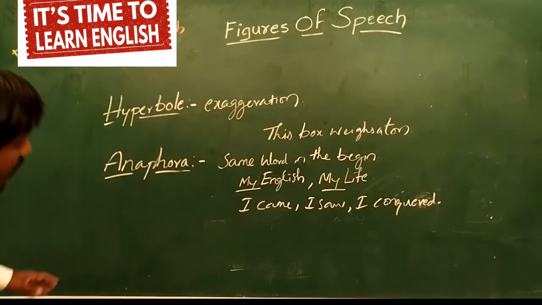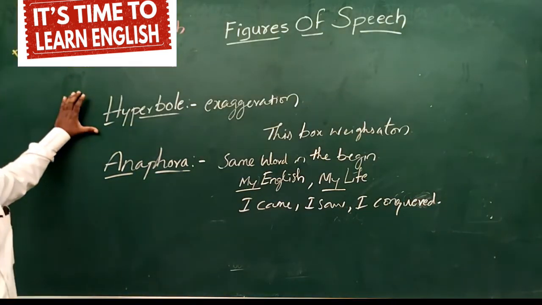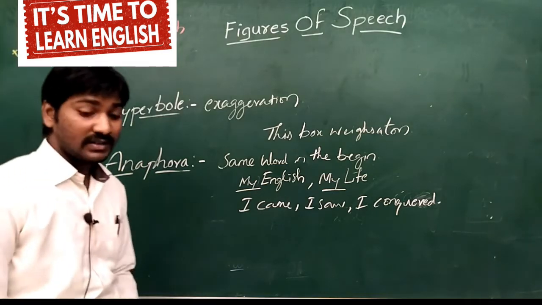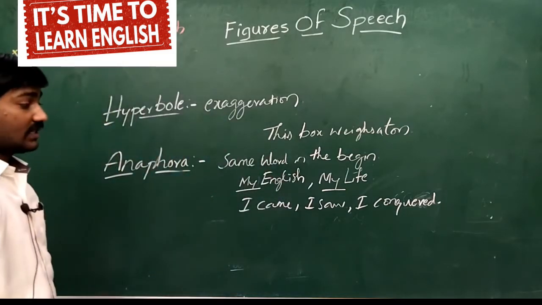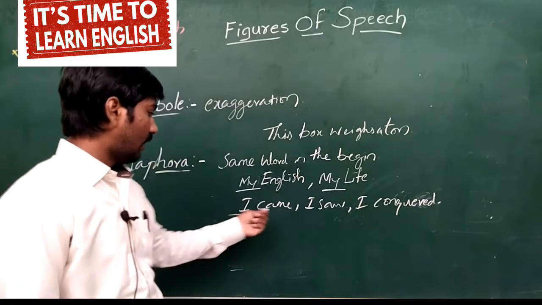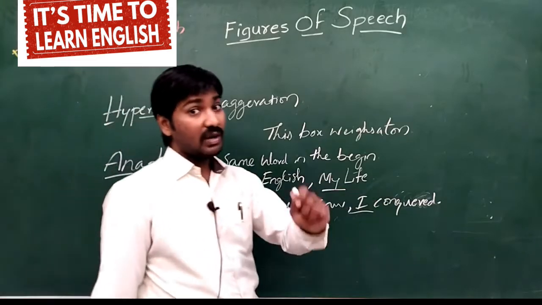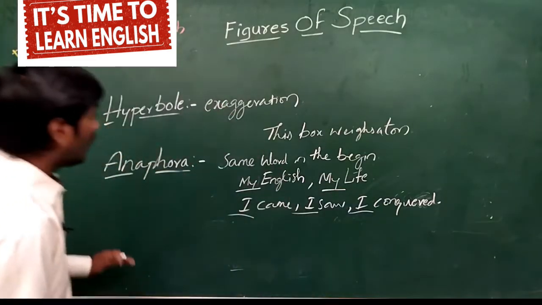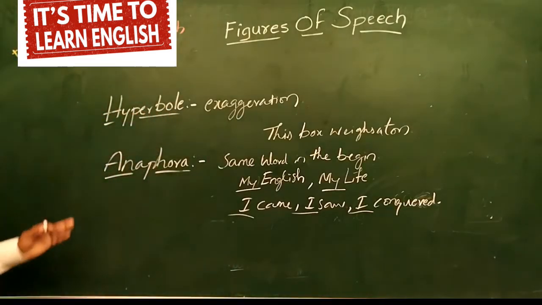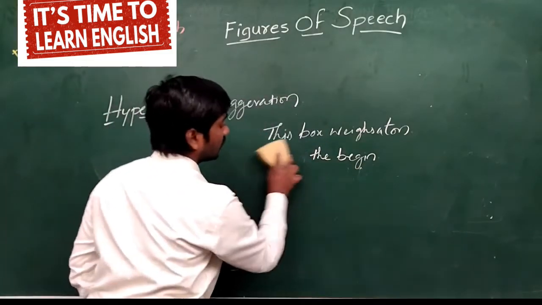And let me conclude all these figures of speech with examples again. Hyperbole means exaggeration, giving small things as big ones, and anaphora means repeating the same words in the beginning. My English, my life: my is repeated. I came, I saw, I conquered: I was repeated many times. So this is called a figure of speech, and there are many, but here I have given 8 for you, which are very commonly used.